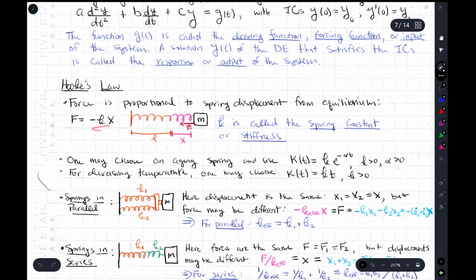k, this constant of proportionality between the force and the extension from equilibrium, is called the spring constant or stiffness. It has units of force per length.